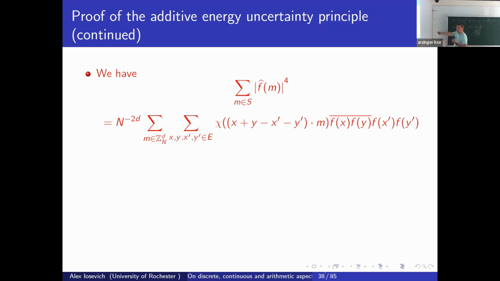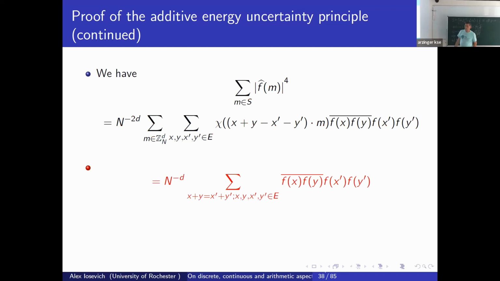Usually, orthogonality trumps size, right? And one is often willing to sacrifice a lot just to gain orthogonality. So from this, you get n to the minus d, summation over x plus y equals x prime plus y prime, but now you have four copies of f. And what are we going to do with these four copies of f? They're interfering with our ability to use the additive energy estimate. So what are we going to do with them? We're going to estimate them out. If you don't like something in mathematics, you estimate it out.